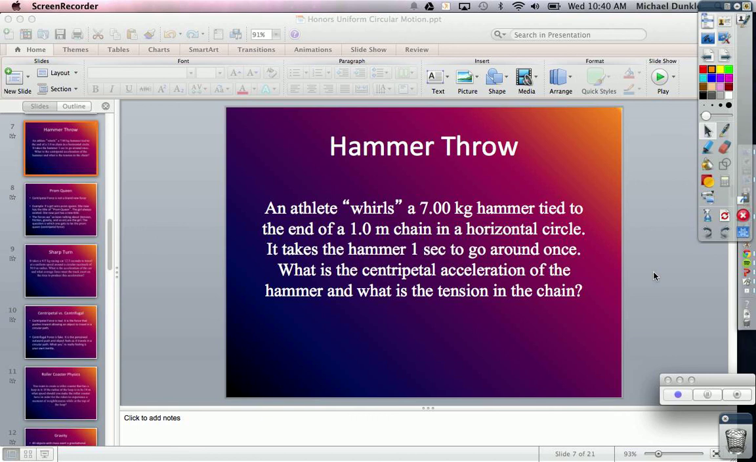Hammer throw problem from the notes. In this problem, an athlete whirls a 7-kilogram hammer tied to the end of a 1-meter chain in a horizontal circle. It takes the hammer 1 second to go around once, so we're going to find the centripetal acceleration of the hammer and the tension in the chain.